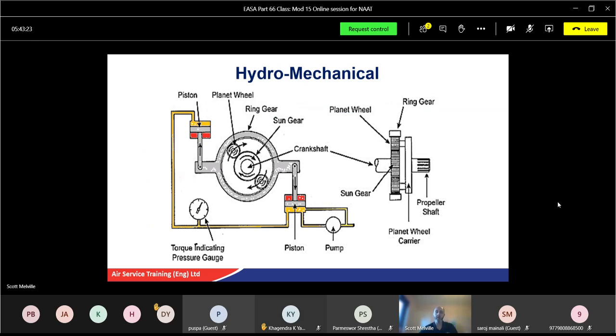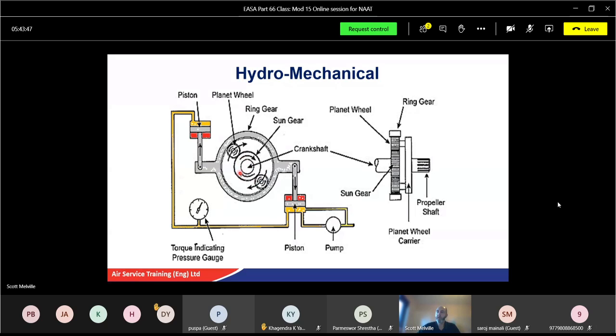So the hydromechanical one, again, the construction of the system depends on engine type. Again, in most cases, the operation is based on the same principle. The tendency of some part of the reduction gear to rotate is resisted by pistons working in cylinders secured to the casing. So what you've got in your book, I'm going to try to talk through this a little bit here. You've got your sun gear, which is your crankshaft.